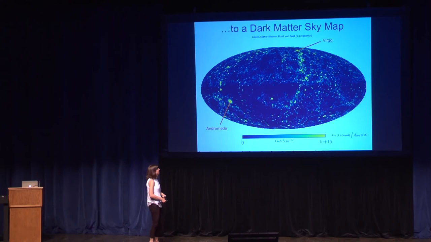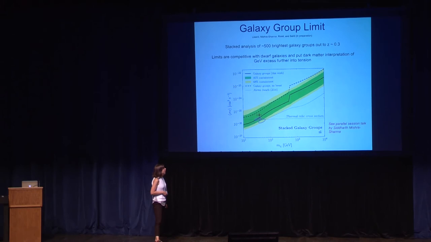There are objects on here that are really large, like Andromeda, which is here, and Virgo. But there are other spots here that are quite bright, and all of those could potentially be contributing to a dark matter signal. So what our analysis does is stack up the contributions from all of these 500 or so sources to get a limit. This is, again, annihilation cross-section versus dark matter mass. The black line is the limit that we recover using these galaxy groups from these catalogs.